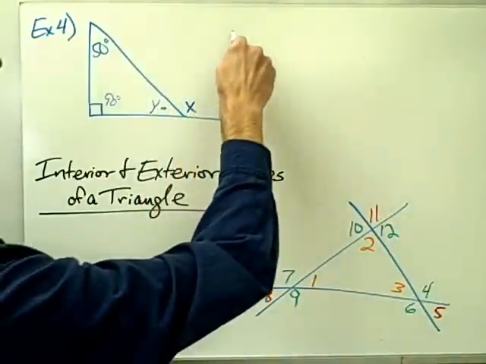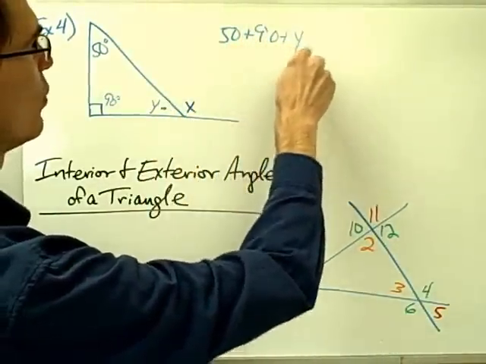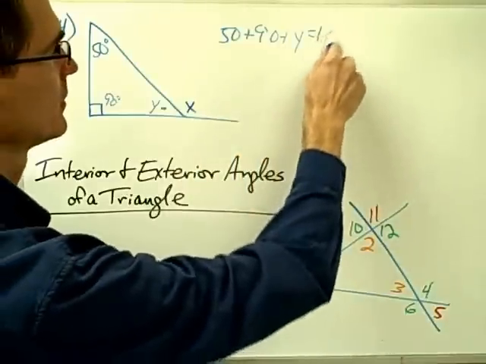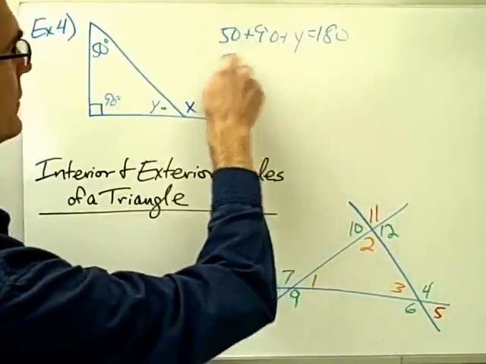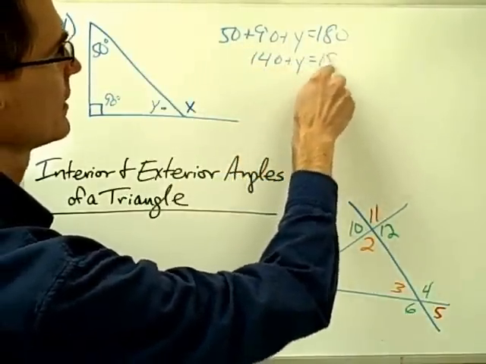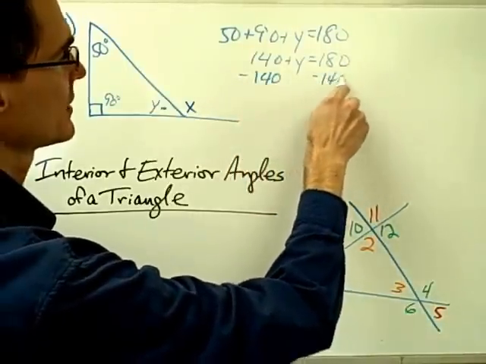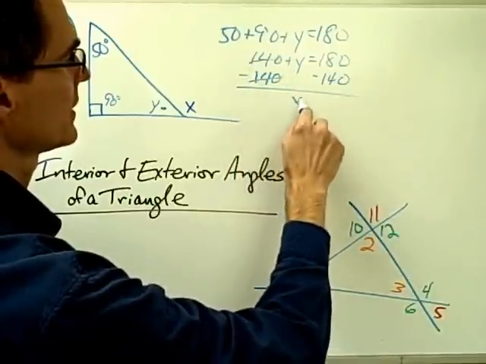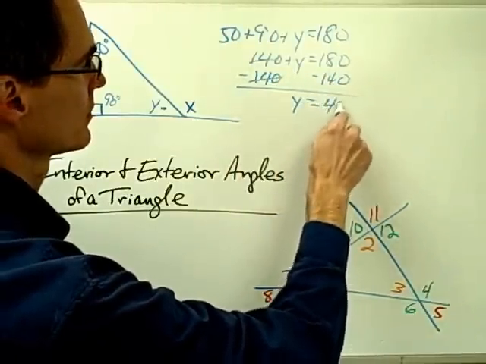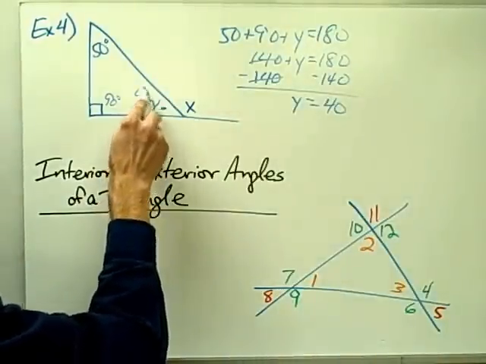So now I can write an equation. 50 plus 90 plus y, that's that angle, equals 180. So 90 and 50 is 140. I have 140 plus y equals 180. Subtract 140 from both sides. And that gives me y equals 40. So now I know the value of this angle here is 40.